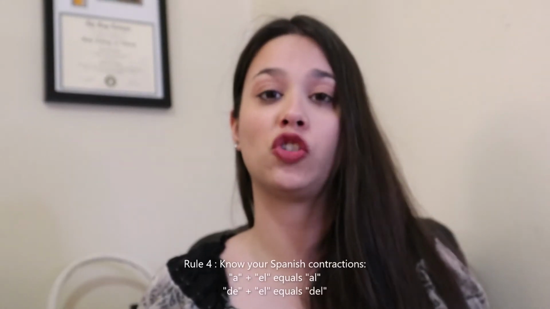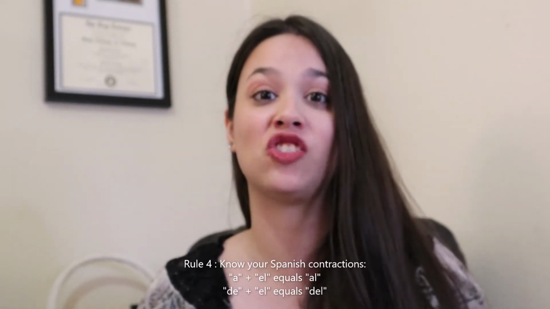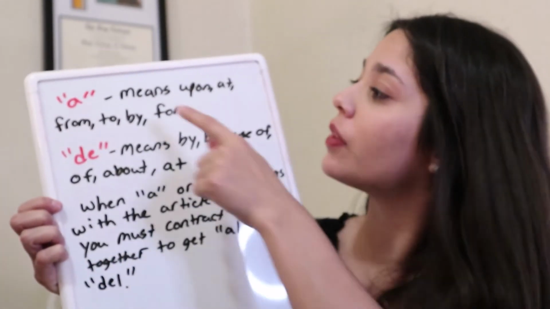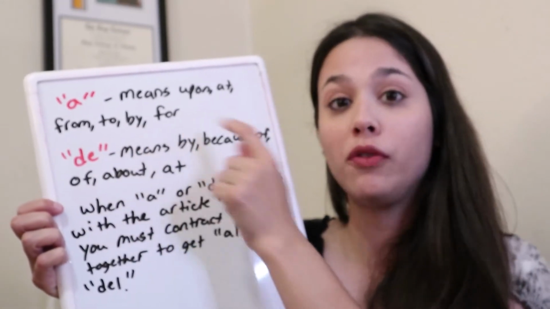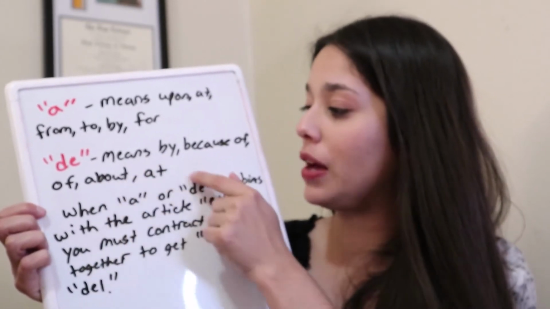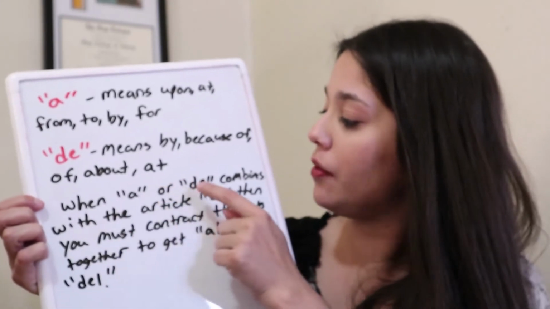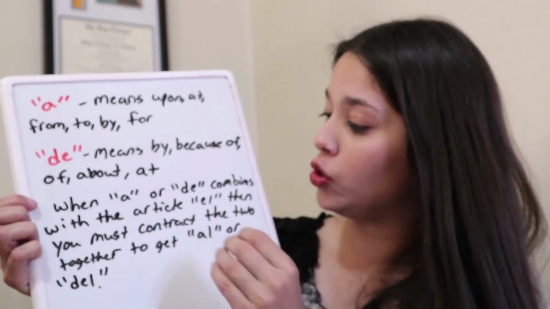So the next rule or trick in Spanish is to know your Spanish contractions. Yes, Spanish also has contractions just like in English. The Spanish contractions are a or de. So here's some rules to remember. A means upon, at, from, to, by, or for. De would mean by, because of, about, or at. So when a or de combine with the article el, then you must contract the 2 together to get al or del.